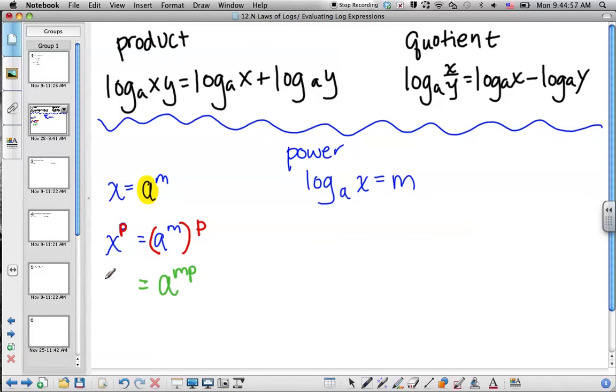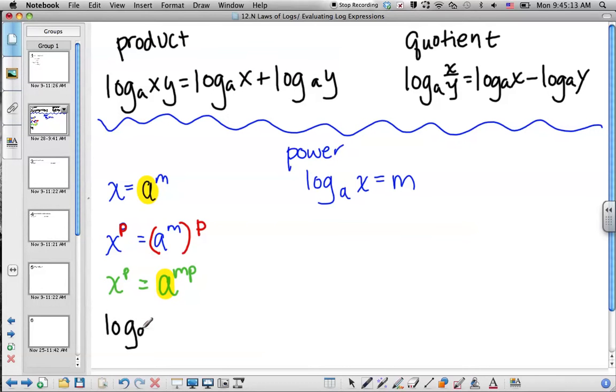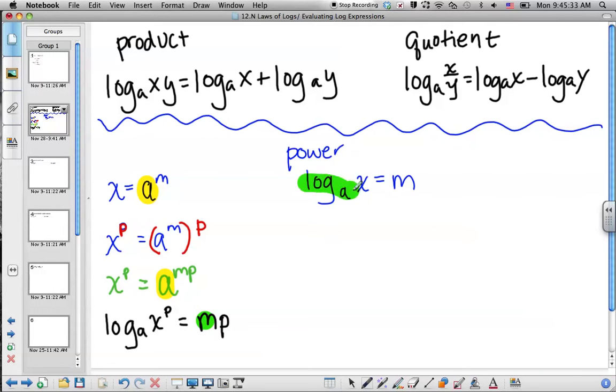So I can go ahead and rewrite this again. If we have x to the p, we know it's equal to a to the m times p. We can rewrite this in log form by identifying our base, again a, and this will be the log base a of x to the p equals m times p. And if we look up here, we know the value of m. Our value of m is just log base a of x. So I can substitute that in.